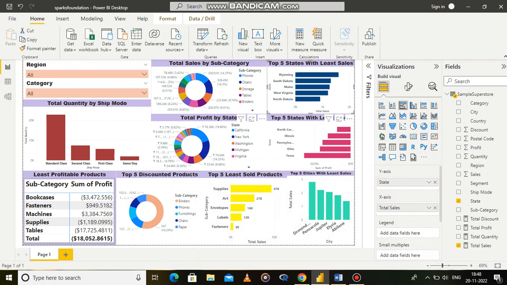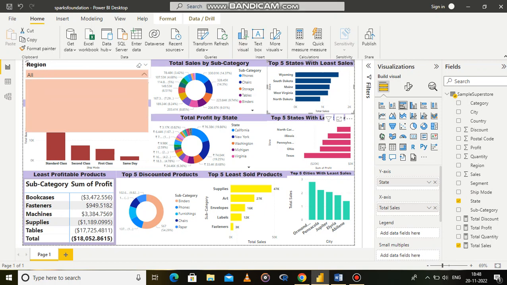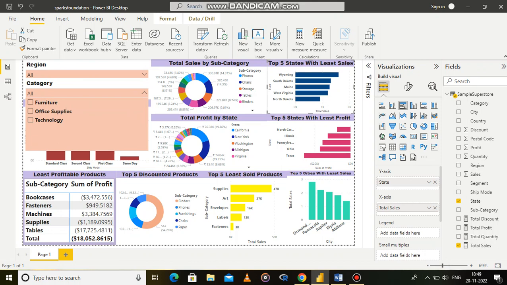Basically, I put two slices here based on region. We can click down here and see that there are four regions, so we can filter the data based on the region. And then we have the category, which they are selling in three categories: furniture, office supplies and technology. So we can filter the data by these slices.